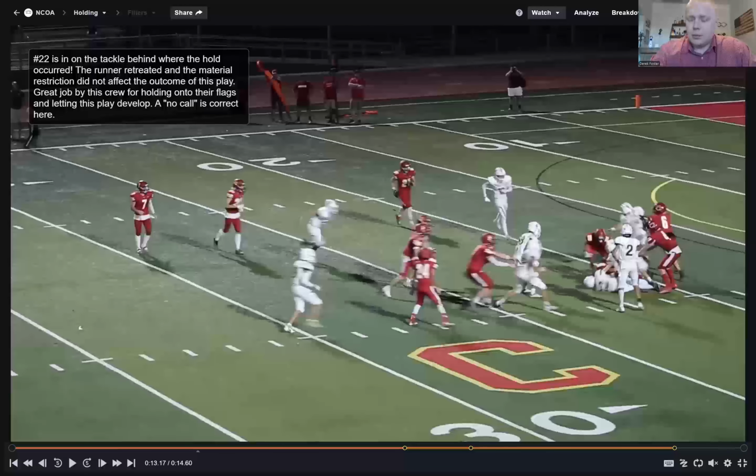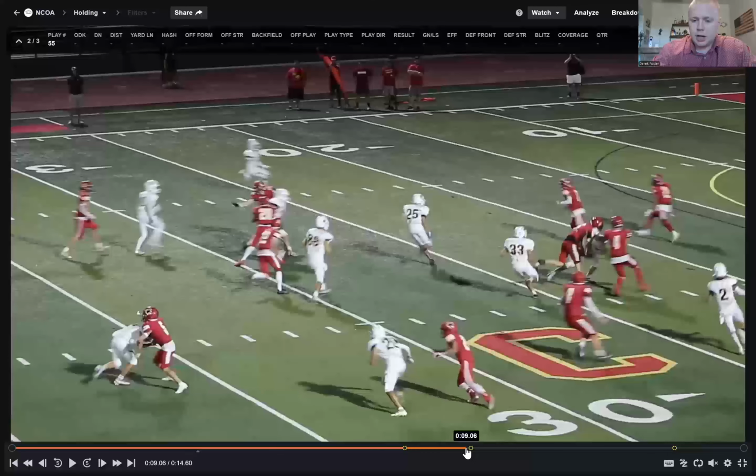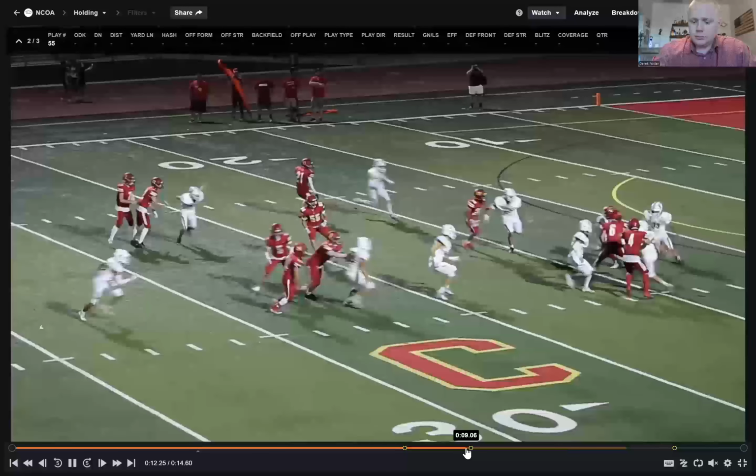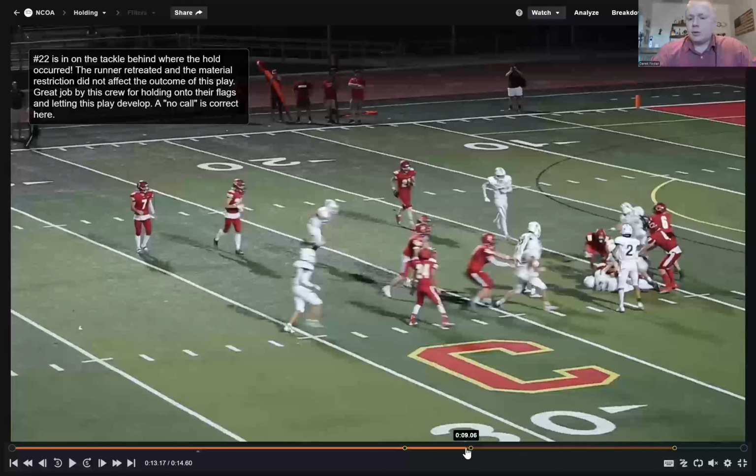Did anyone take note of where the holding happened and where the ball carrier was tackled? We can go back and take a look at what yard line the action's on there. And now watch where the play is made. So he ends up being tackled beyond or behind where the foul even occurred. And it doesn't look to me like that number 22 player would have gone on to make the tackle much deeper than where the ball carrier was tackled anyway. So we don't satisfy the third criterion here.